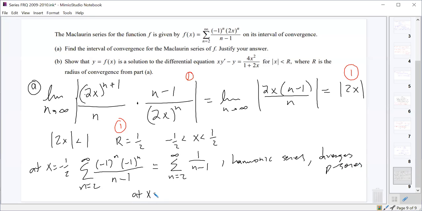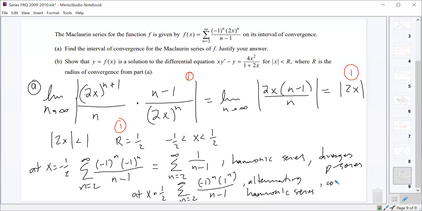And then at x equals positive 1/2, we end up with -1 to the n times 1 to the n over n minus 1. And this is the alternating harmonic series. And we know that that converges by the alternating series test.